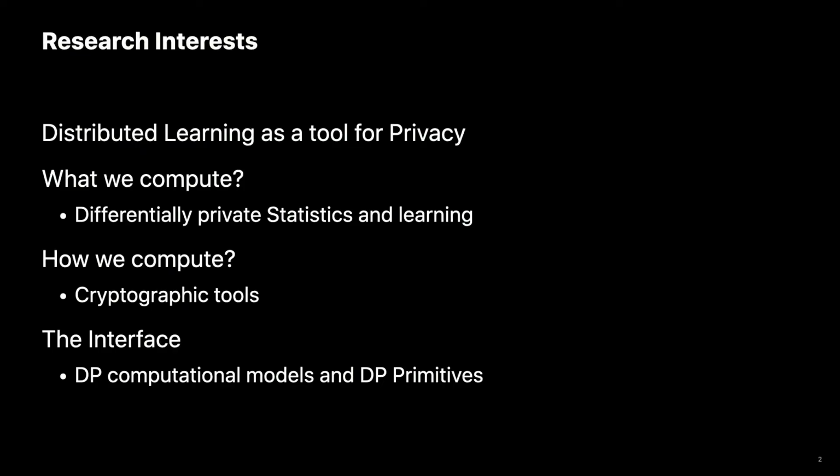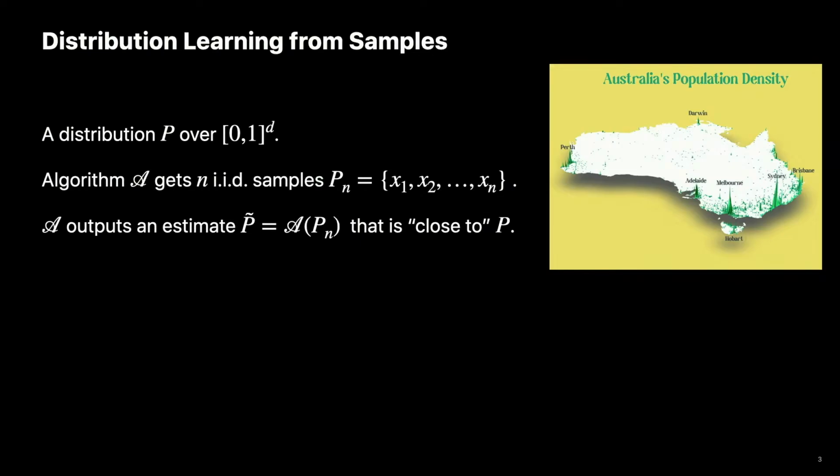So let me tell you about one of these questions. I'm interested in this question: I want to learn a distribution. It's a very basic task in statistics. There's some distribution over {0,1}^d. Think of that as, for example, a population distribution in Australia. My goal is, given n samples from this distribution, to estimate it, to learn the distribution, whatever that means. What learn means is that I output some estimate p-tilde that I think is close to the real distribution.